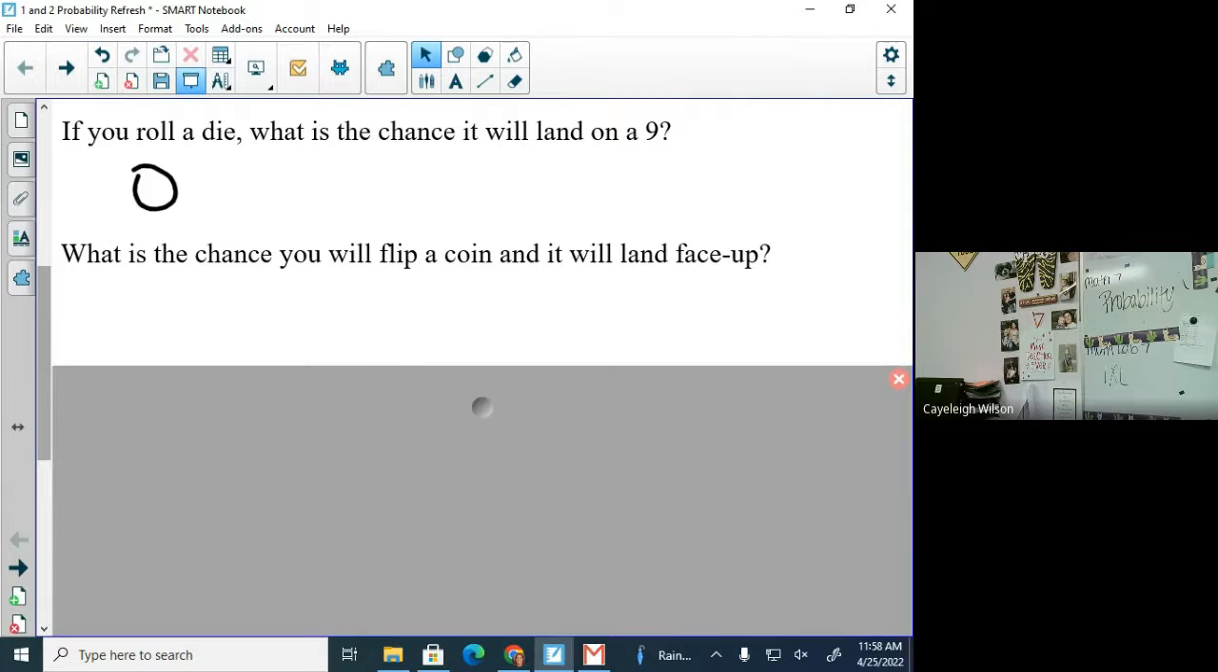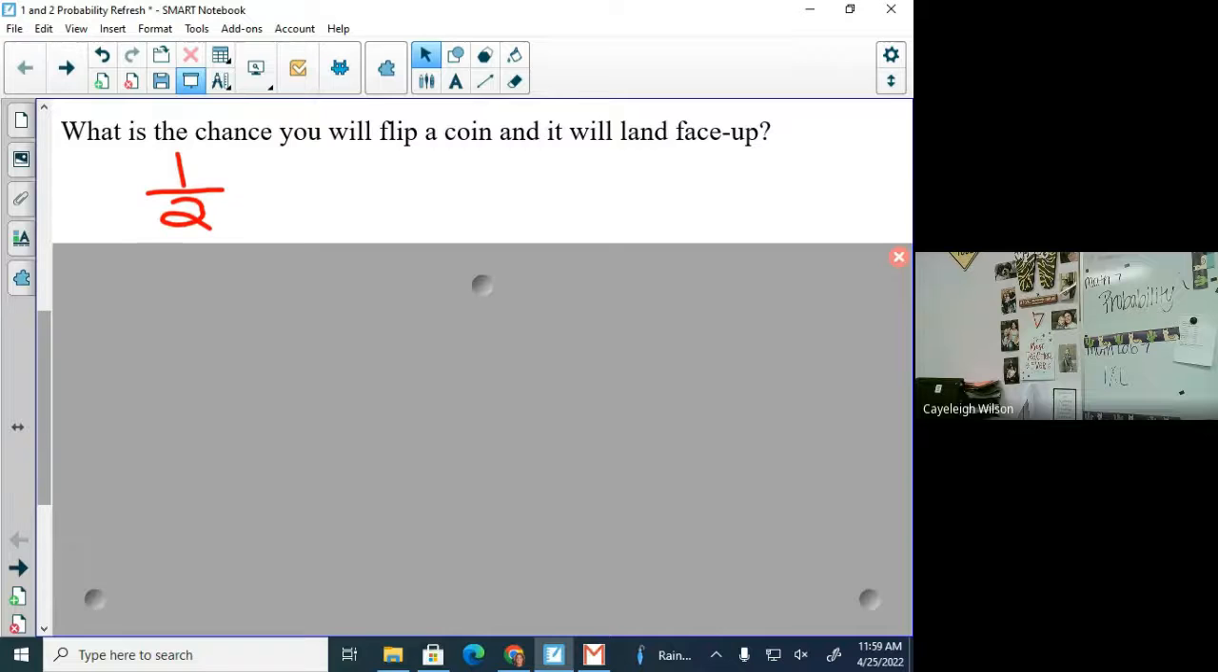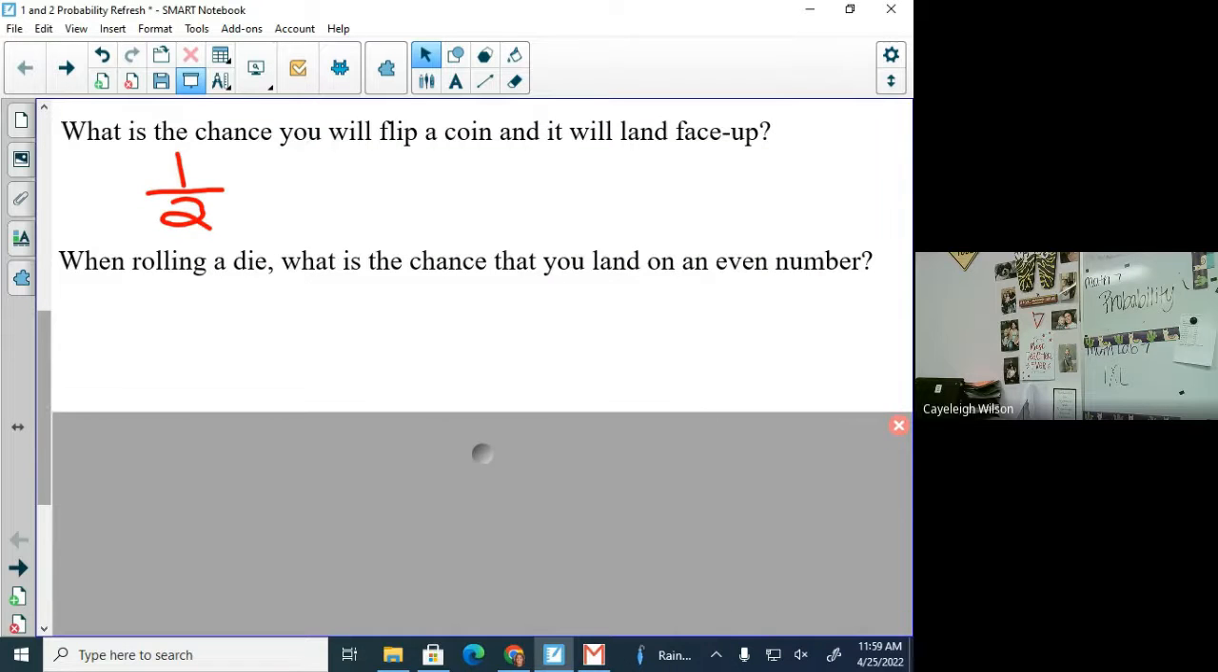Okay. What is the chance that you'll flip a coin and it will land face up? 1/2, because there's 2 sides to a coin. Only one of the sides has a face, which is the head. Okay. You all write this one on your papers and try this. And what is the chance of you rolling a die and getting an even number?